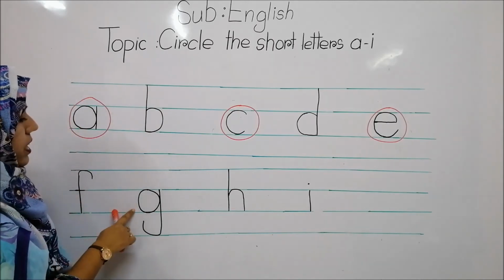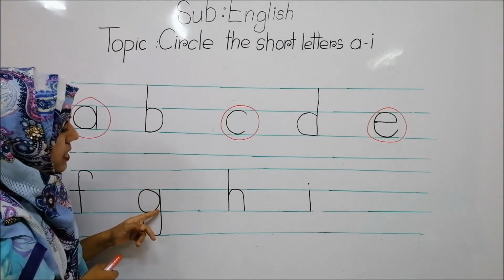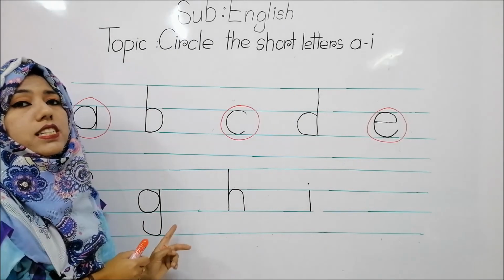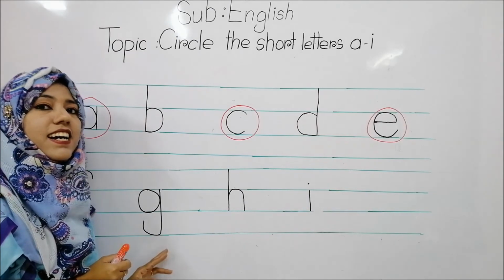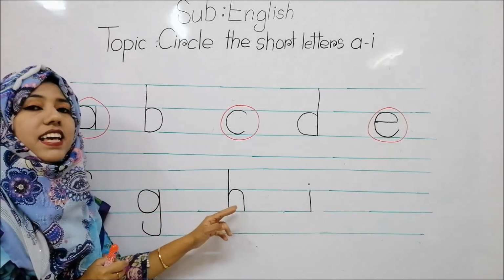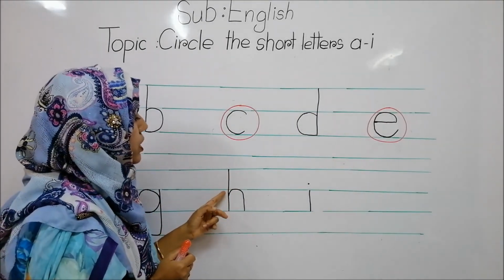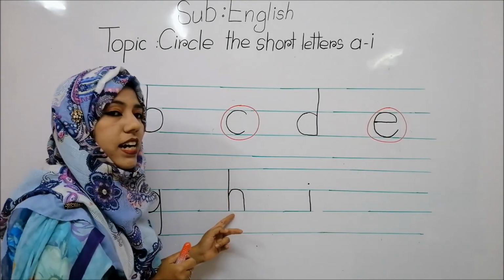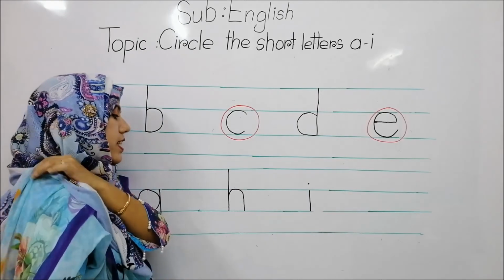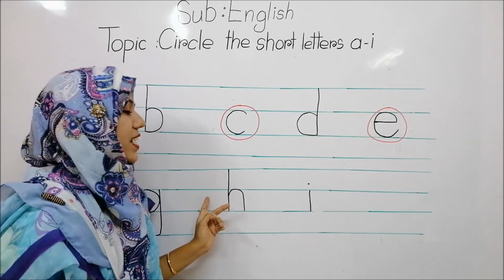Then F, then letter G. G starts from second line and it goes down, touch the third line, but it is going down again and touch the fourth line also. So it's a hanging letter. So I will not circle this one. G then letter H. H starts from first line. See, and it is going down and touch which line? First, second, third line. So it's a tall letter. So will I circle this one? No, I will not circle this one.